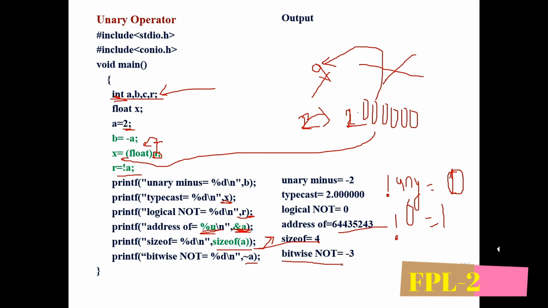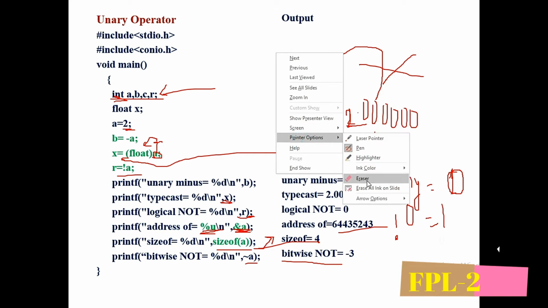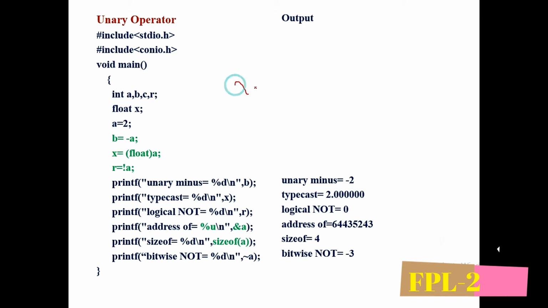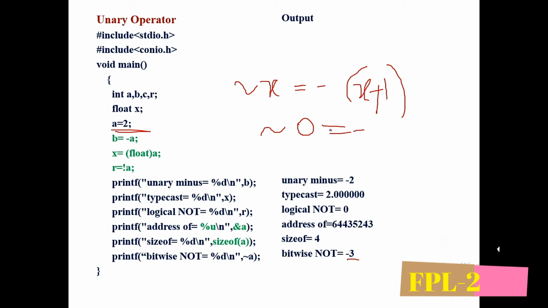And the logical NOT, the last operator, which is bitwise NOT. To understand that, bitwise NOT of any value x is equal to minus of its next value, that is x plus 1. So here my value of a was 2, so bitwise NOT of a will be, the next value after 2 will be 3 and minus of that, so it will be minus 3. If you are also calculating bitwise NOT of 0, it will be minus of the next value after 0, that is 1, so minus of 1.